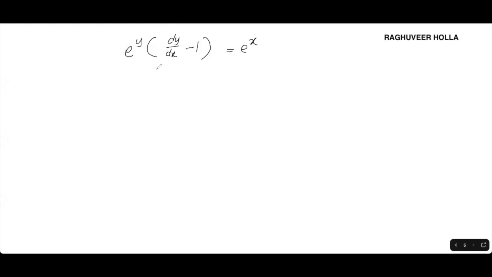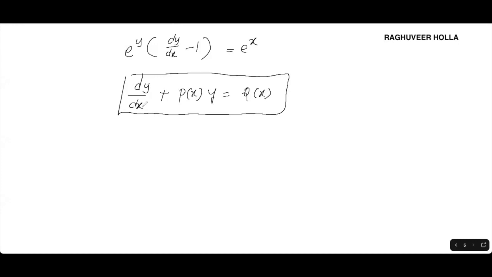Now we have to form this again in the form of dy by dx plus p of x into y is equal to q of x. So we have to do this. If you look at it, multiply this whole thing, so this is e to the power of y and e to the power of x. Still, I have dy by dx with coefficient e to the power of y, so I have to write it in this form, right?